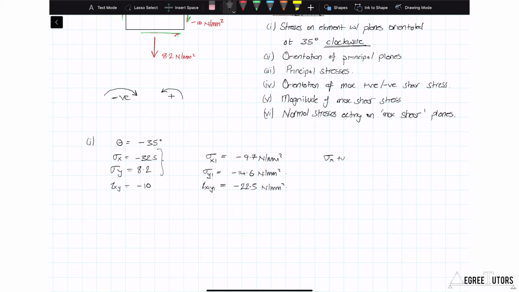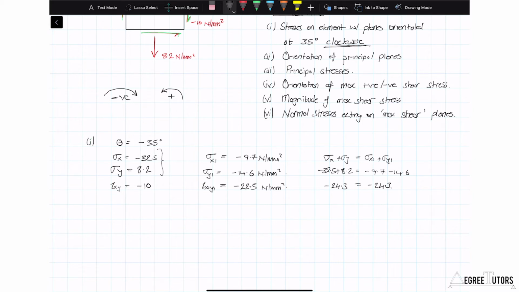So sigma x plus sigma y should equal sigma x1 plus sigma y1, because we know the sum of those two things is constant. That boils down to a negative 24.3. And then on the right hand side, sure enough, that's equal to a minus 24.3. Right, so we're off to a great start.